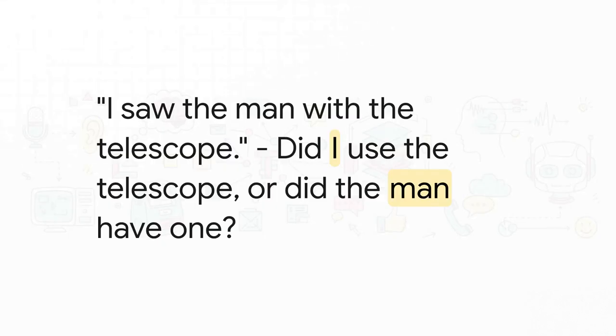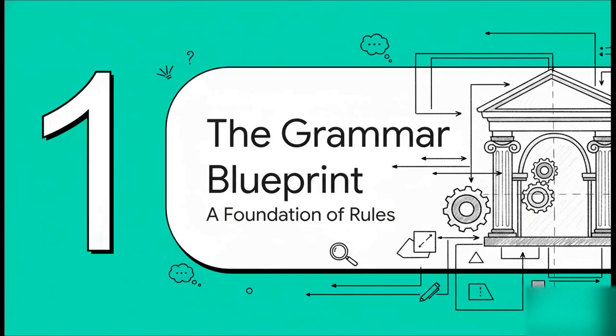Okay, so take a simple sentence like this one. Am I saying I used a telescope to see the man, or is the man I saw holding a telescope? Right there, that's ambiguity. And that simple little problem, it is the absolute core challenge of getting a machine to understand us.